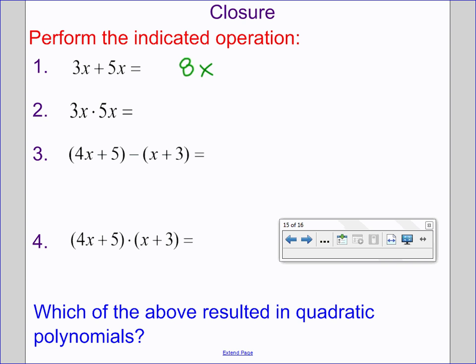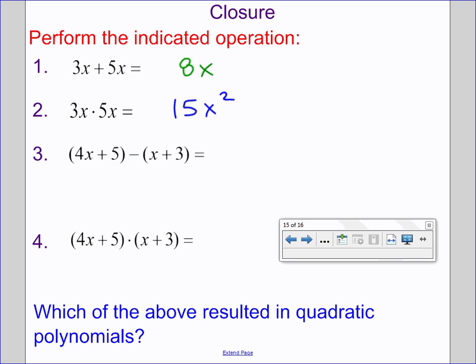In the second problem, we're multiplying. It doesn't matter if they're like terms or not. 3x times 5x is 15x squared. We multiply coefficients, and we add exponents when we multiply powers together with like bases.